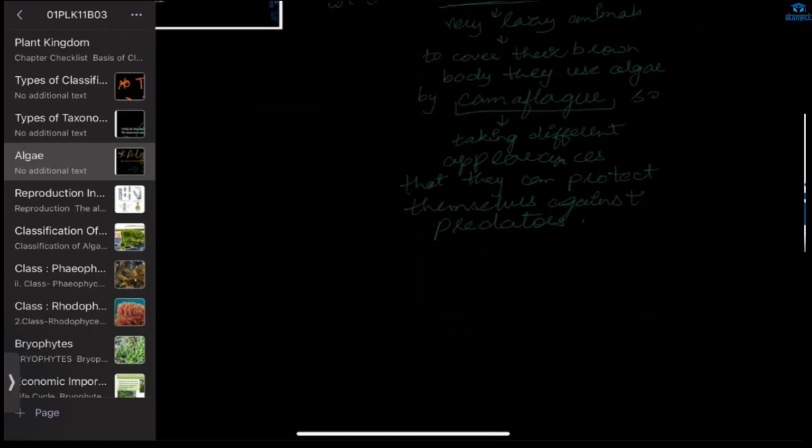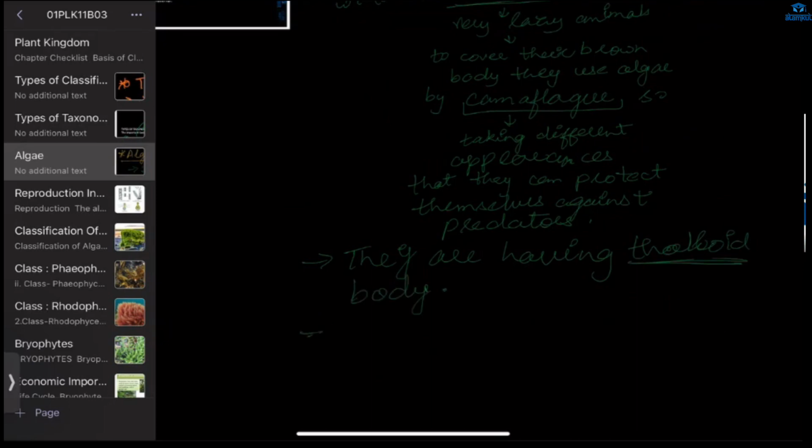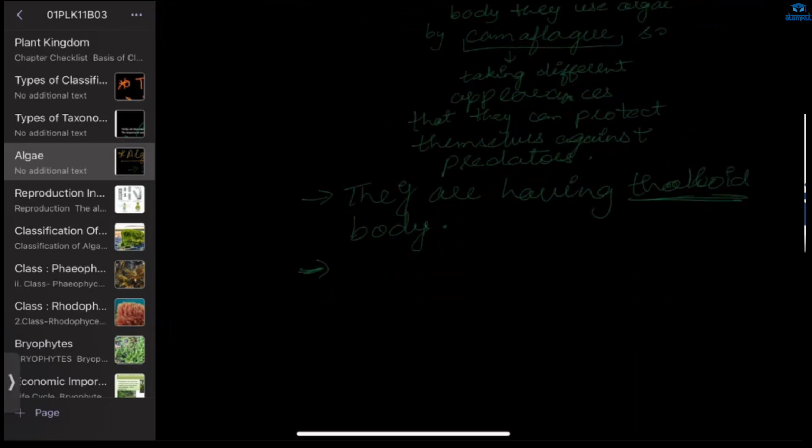Now the main point is their body. Next point, they are having, written right, they are having thalloid body. What is a thalloid body? Paika, can you explain what is thalloid body? Purvank, do you know what is thalloid body? Sana? Yeah, Purvank, explain. Don't know. Okay, don't know.